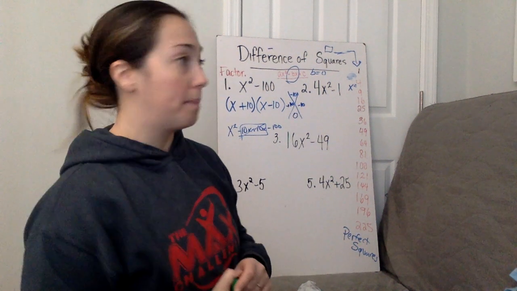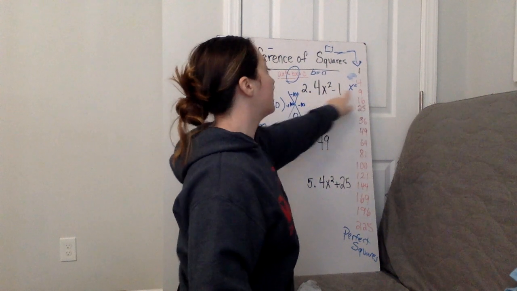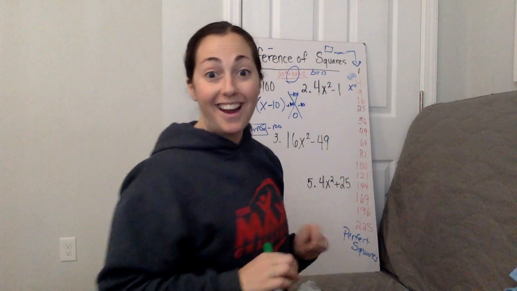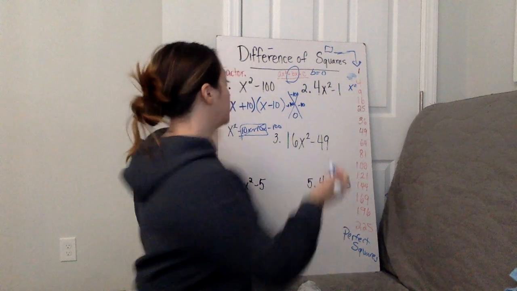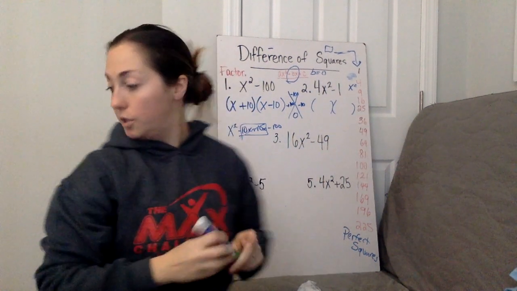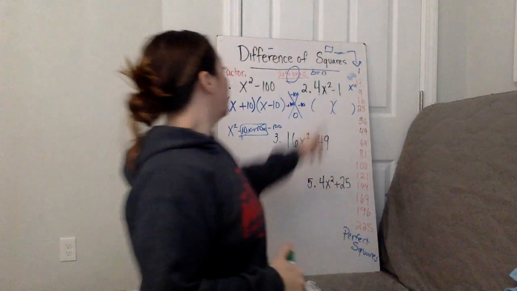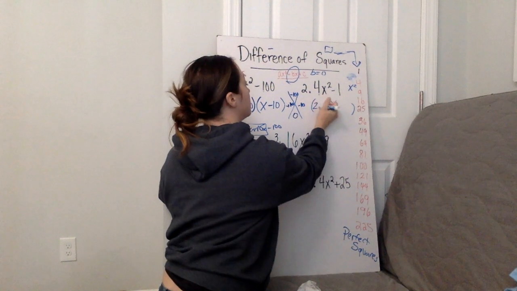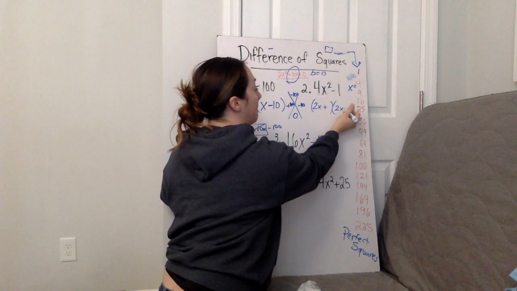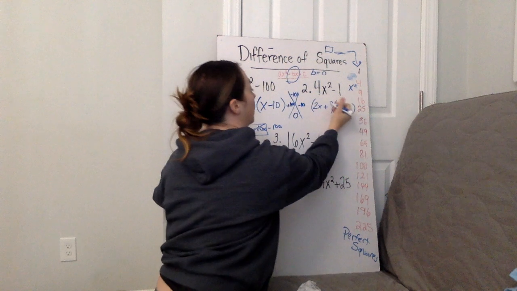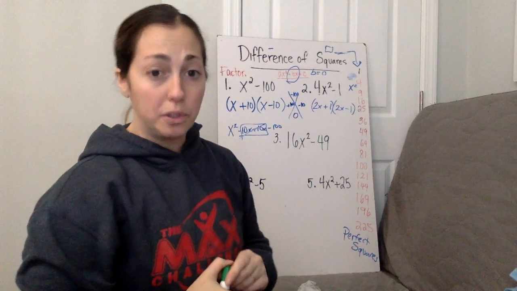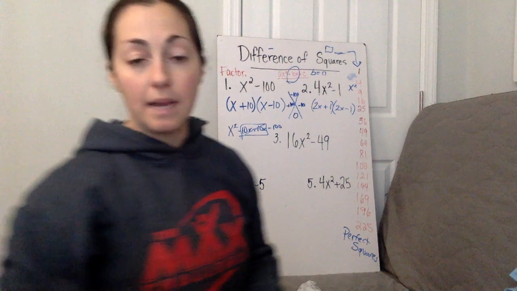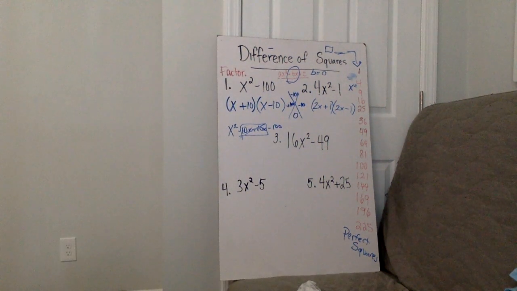Looking at number 2, it says 4x squared minus 1. Do I have perfect squares? Oh yeah, 4 is a perfect square, x squared is a perfect square, and 1 is a perfect square. And most importantly, does it have a minus sign in the middle? Sure does. So because of that, I can use my trick here, where I think, okay, what times itself gives me 4x squared? So I have 2x times 2x. It's got to be the same, but opposite. And then what times itself gives me 1? 1 times 1. You could test this with the box method to check, but basically 2 times 2 is that 4, x times x is x squared, positive 1 times negative 1 is that negative 1.